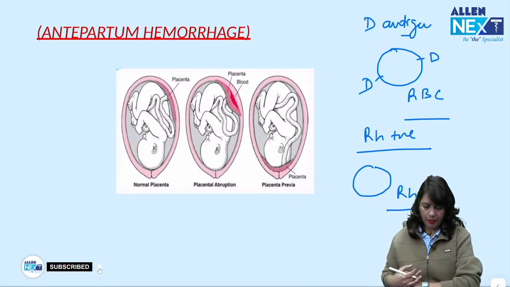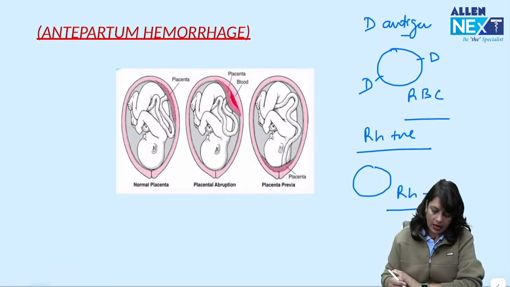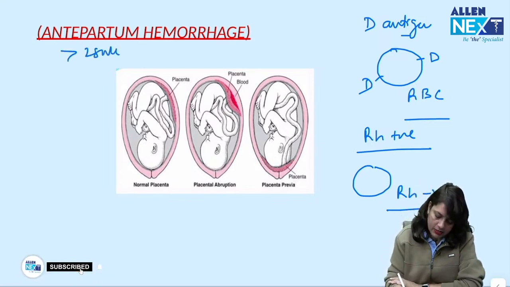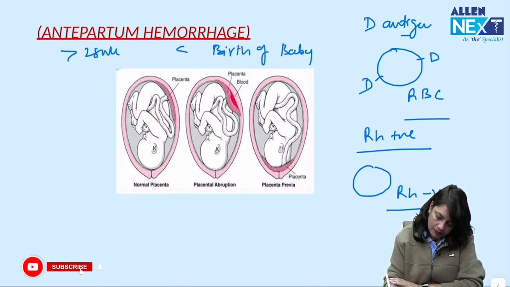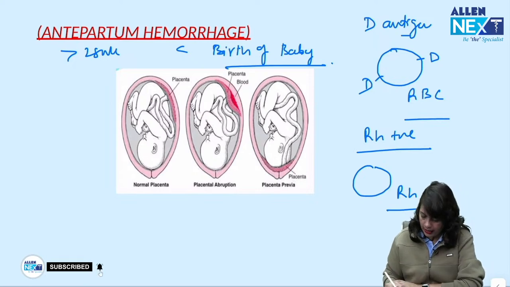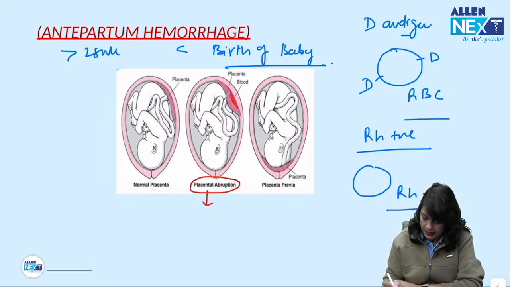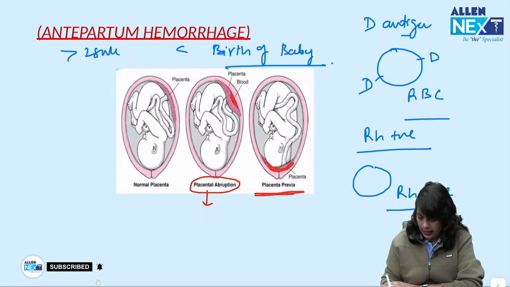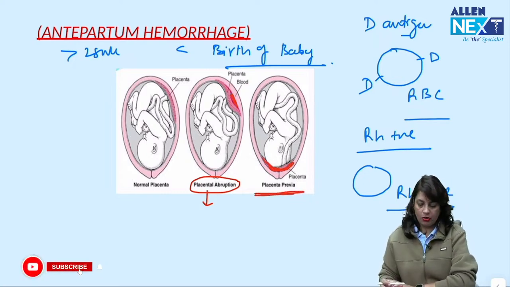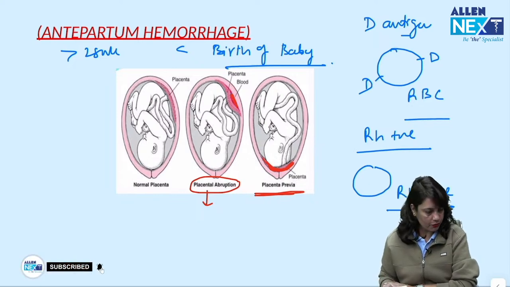Now, antepartum hemorrhage is bleeding occurring after 28 weeks before the birth of the baby. Okay, so you get an image based question. You can see that there is blood behind the placenta and there is a placental separation, that is abruptio placentae. Here in this case you can see the low lying placenta, that is placenta previa. So you are asked image based questions from this.